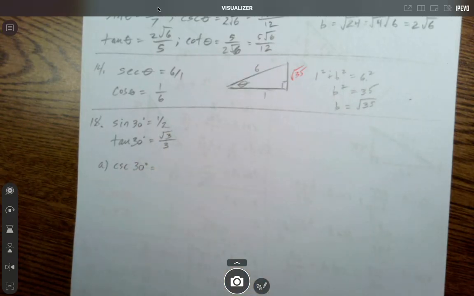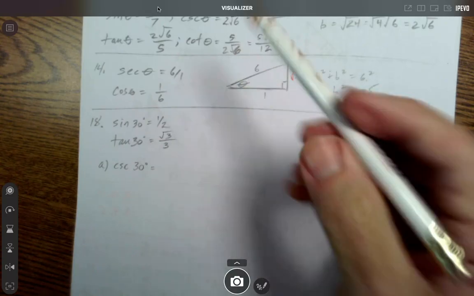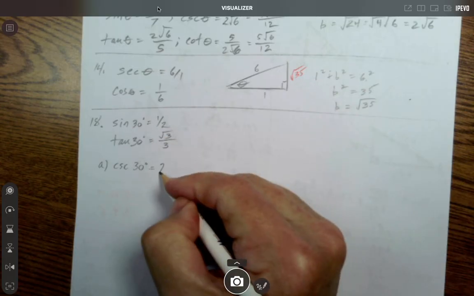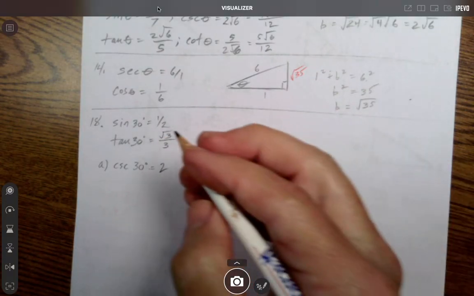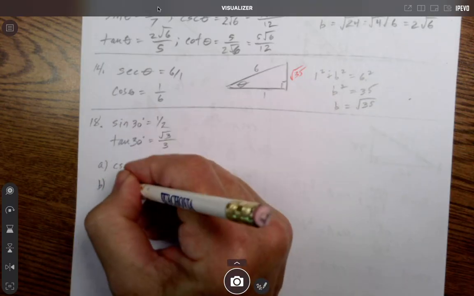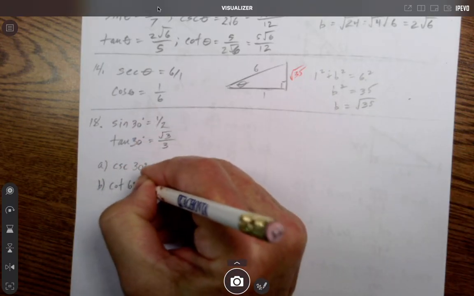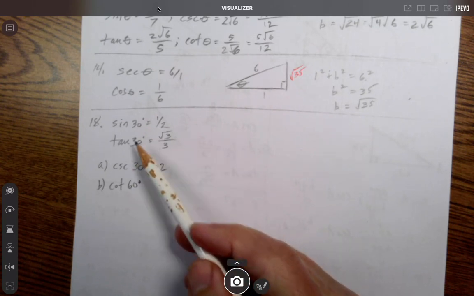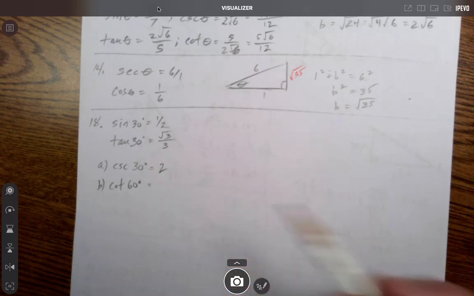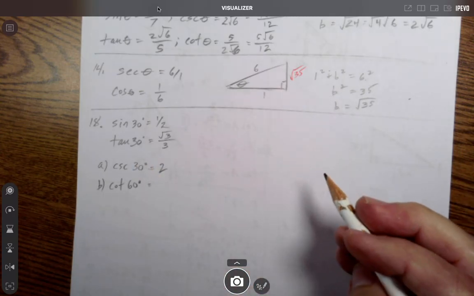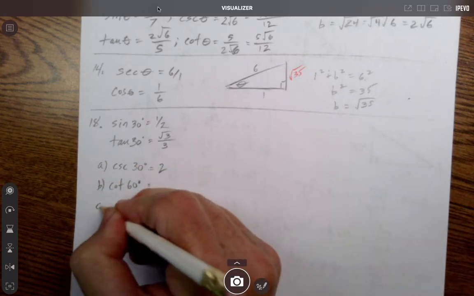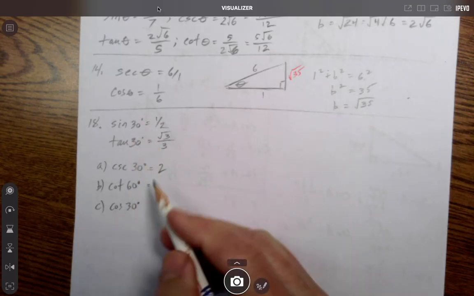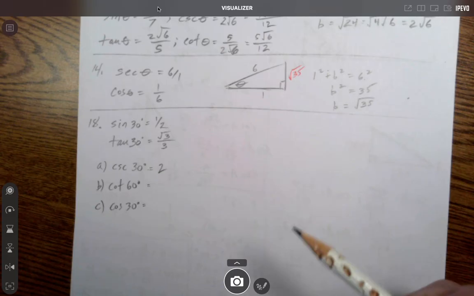Now this one we really don't need to do any work, do we? Right, because if I know the sine of 30, then I know the cosecant of 30, right? So if that's 1/2, this is 2. So that one's done. All right, B, cotangent of 60. This one's a little different because I don't have the tangent of 60, I have the tangent of 30. So we'll wait on that. C, cosine of 30. All right, I know the sine of 30. I'm looking for the cosine of 30. I guess I'm going to wait on that a minute.